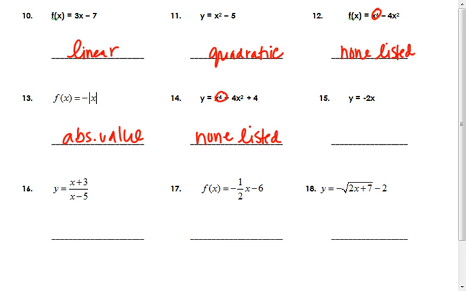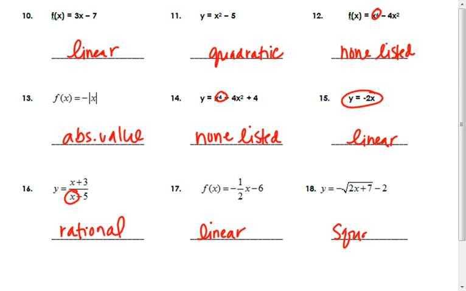Number 15, it is linear. It has a degree of 1. It's in y equals mx plus b form. Number 16, it has a fraction with it, and it does have a variable in the denominator, and so this is rational. Number 17 looks like it could be rational because it has a fraction in it, but notice the variable is not in the denominator. This is actually linear. It is in y equals mx plus b form. And then number 18, of course, has the square root symbol in it, so it is square root. Okay? And that should cover that.